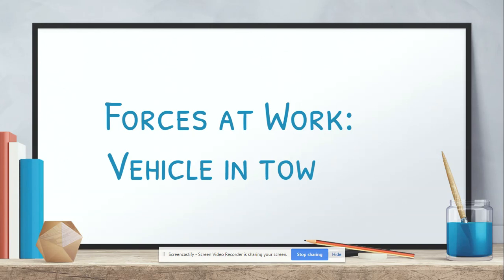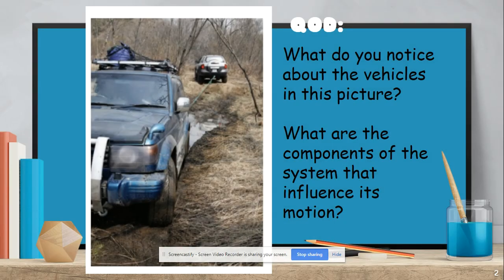So today we took a look at a vehicle that was being towed by another vehicle. So one vehicle is stuck in the mud, and the other vehicle is trying to get pulled out of the mud using a rope. And so students needed to figure out what components were interacting with each other within the system and identify different things that they notice about those two vehicles.